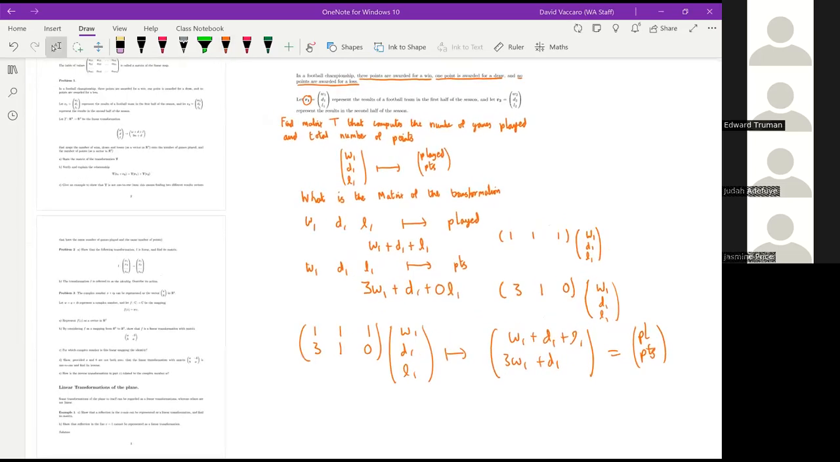Okay. The notation might be unfamiliar, so I'll just give people a little bit of a chance to stare at it. And if you're happy and ready for me to continue, just put a thumbs up in the chat. Excellent.